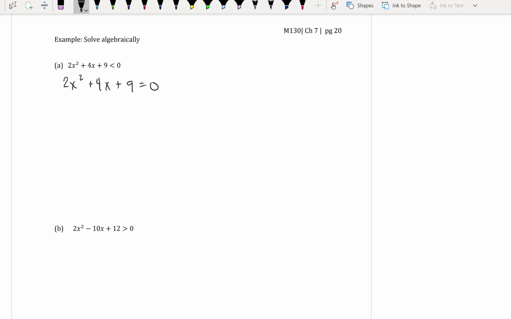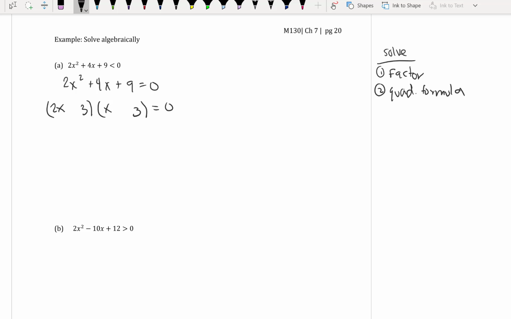So whenever I have a degree 2, in order to solve this, I'm going to try to factor. And if factoring doesn't work, then we can always fall back on the quadratic formula. So I'm not sure if this is going to factor, but I'm going to try. So let's do this guess and check. So it would be a 2x times an x. So 9 can be broken down as 3 times 3.